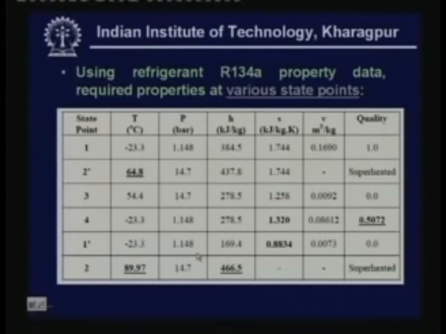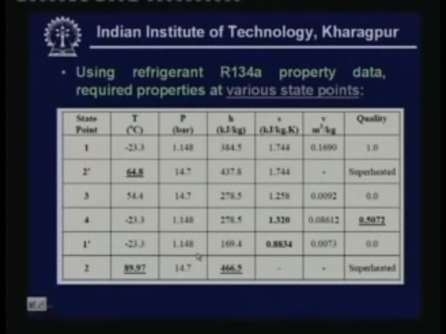Similarly, the data for other points. At point 2 dash, which is nothing but the exit of the isentropic compression process, we know the pressure which is equal to 14.7 bar, and we also know the entropy, which is same as the entropy at point 1, that is 1.744. So, from the pressure and the entropy data, we find the rest of the properties, that is the temperature and enthalpy.